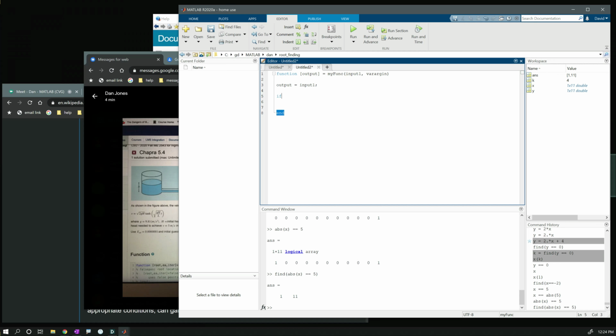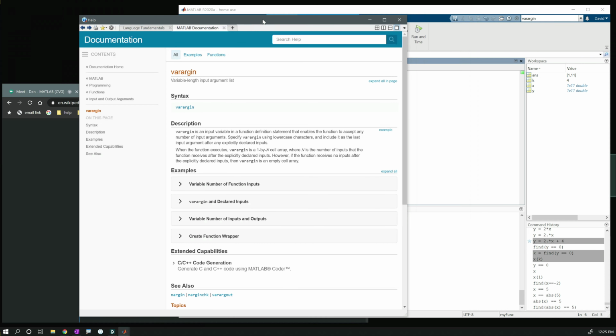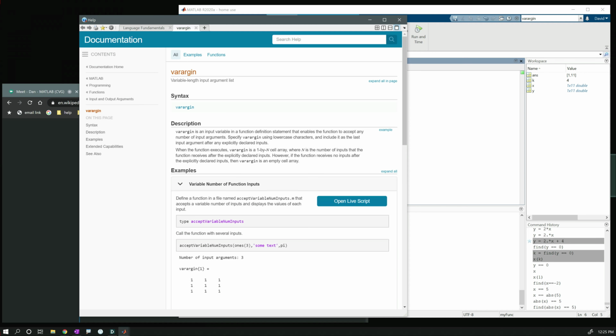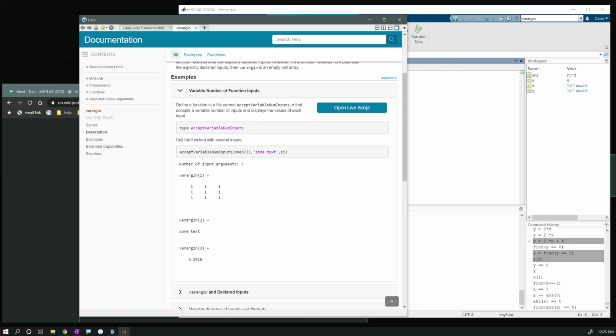Okay. And then I'm going to say if nargin, number of arguments in, is equal to 2, then we need to take this variable arguments in and decide how to get information out of it. And it's not supposed to be a mystery, so varargin, right? Variable length input argument list. So let's look in here, and let's look at some examples. Variable number of function inputs. Okay. So here, number of input arguments was 3. Here's one, here's some text, and pi. And then varargin 1 in curly braces gives me this, 1s of 3. Here's that text, and here's pi.